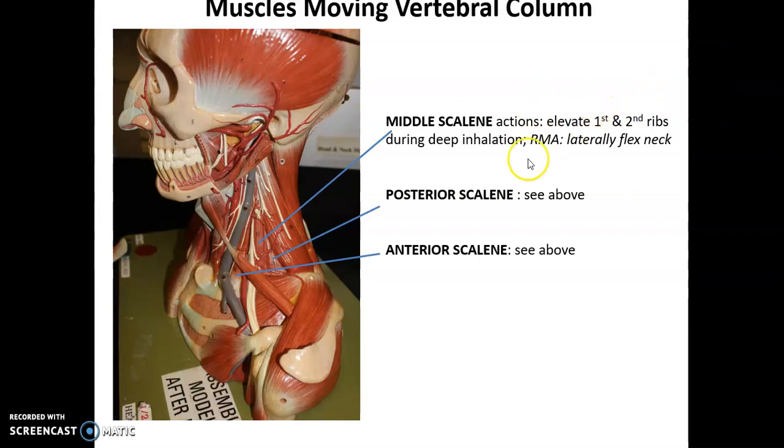However, they also have a reverse muscle action, so they can flip their origin and insertion. And so now their insertion is in the cervical vertebrae, and they can help to laterally flex the neck, which allows you to rest your head on your shoulder.